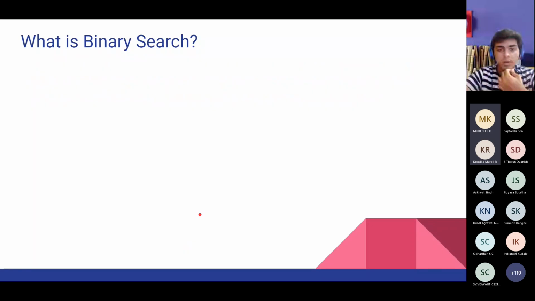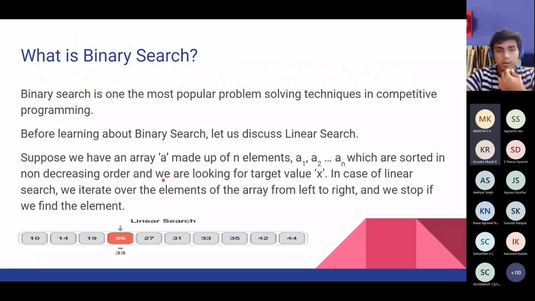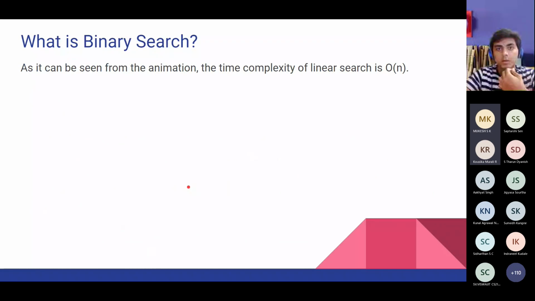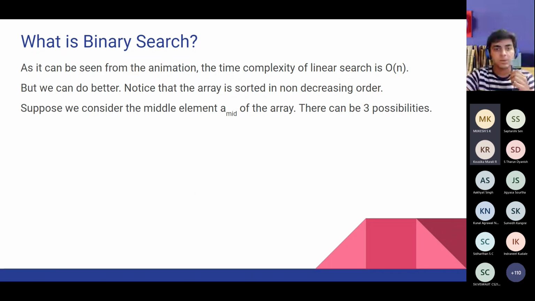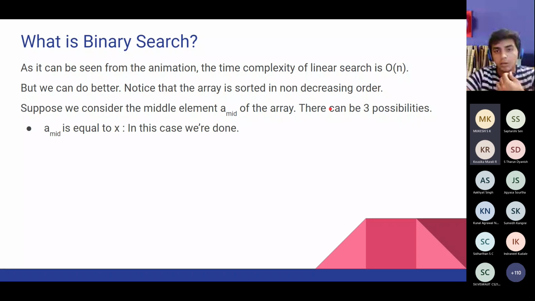And since we are taking a sorted array here, we should make use of that property of the array. So we can do better. And that better implementation of searching is binary search. Suppose we consider the middle element of the array, say a mid, then there can be three possibilities. First possibility is a mid is equal to our target value x. In this case, we are done. We can break out of the loop.